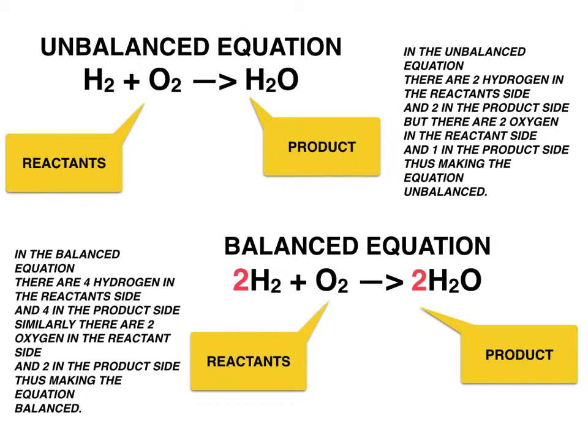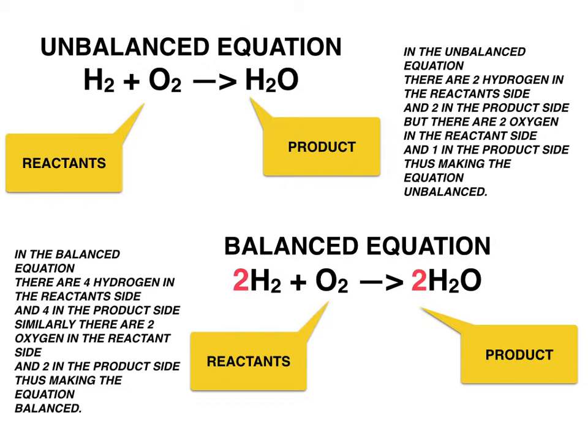You can have a look at it. In the reactant side, we are having H2. And in the product side, it's also H2. So, the number of hydrogens are equal, right? We have 2 atoms of hydrogen in the reactant side as well as in the product side.